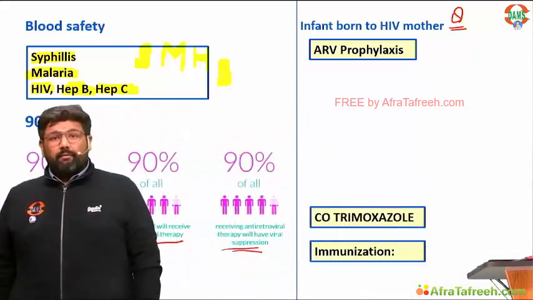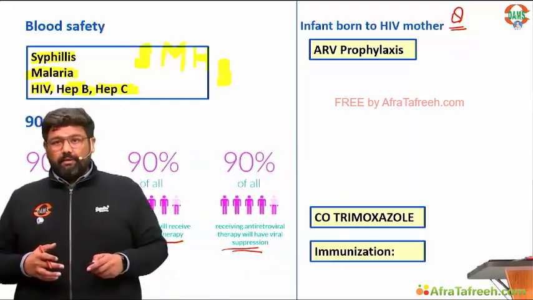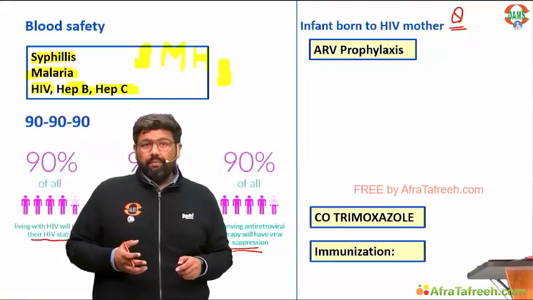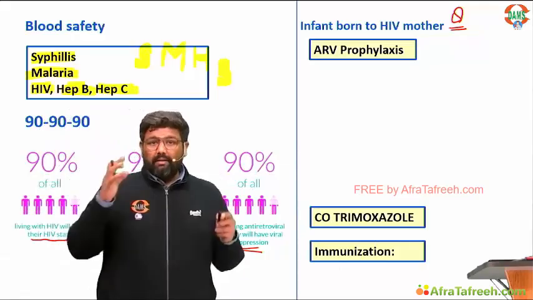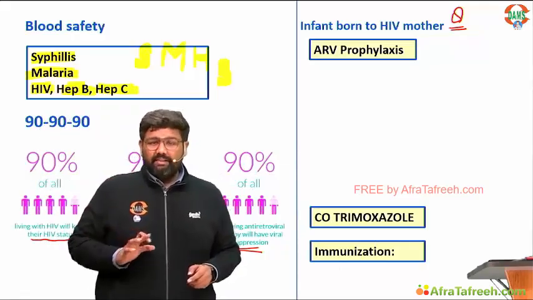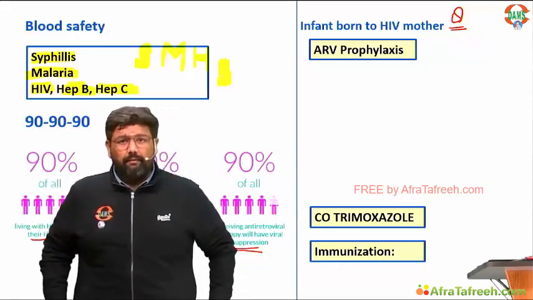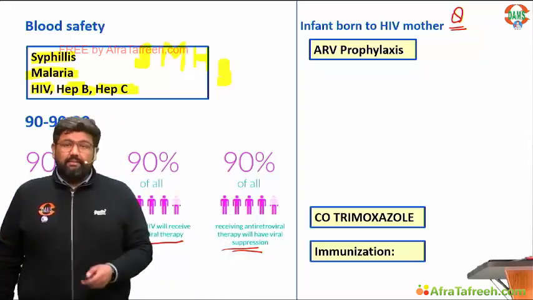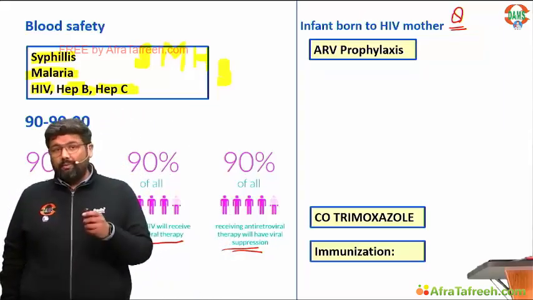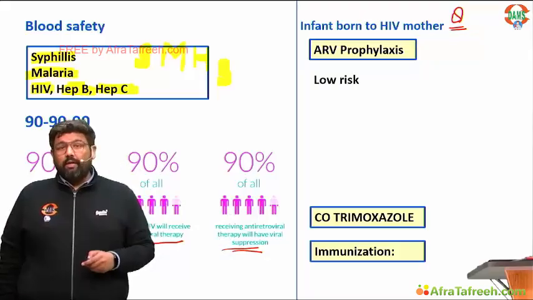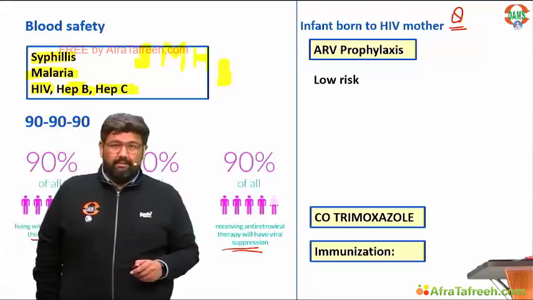So what is an infant born to an HIV mother? A newborn, but the mother is HIV positive. The status of the newborn might not be clear, right? So in this case, if a baby is born to a mother who is HIV positive, we give ARV prophylaxis.